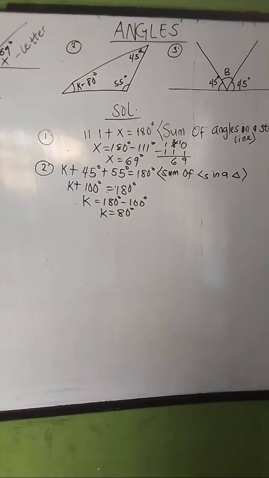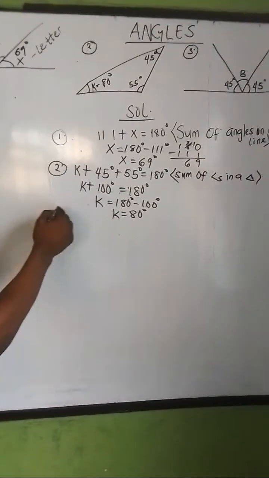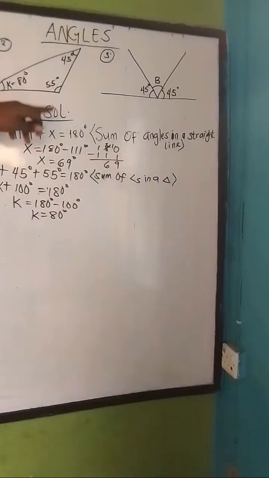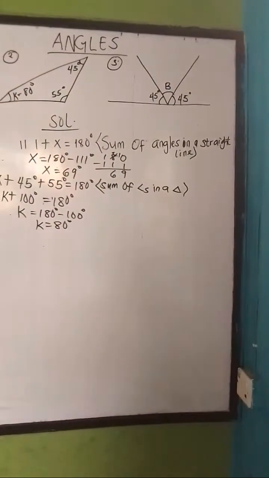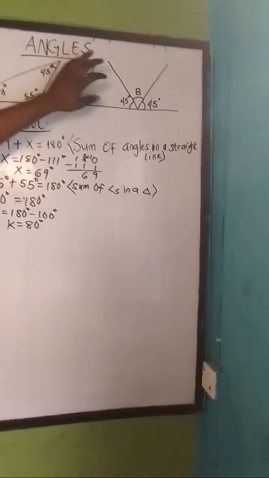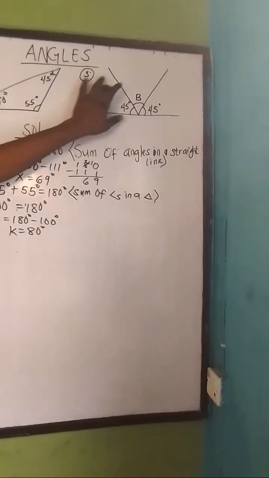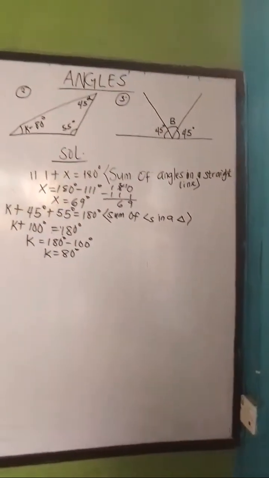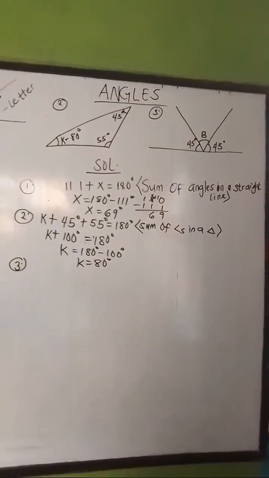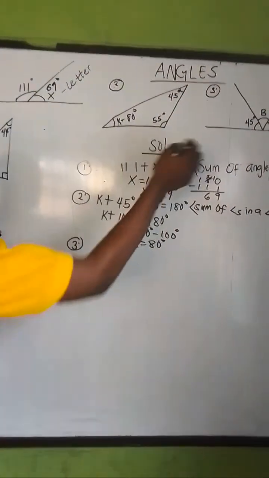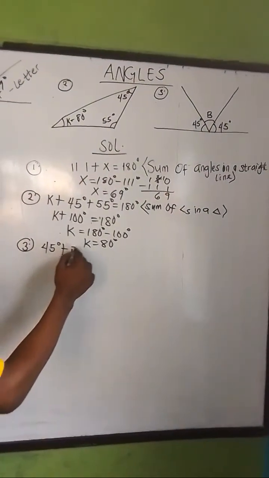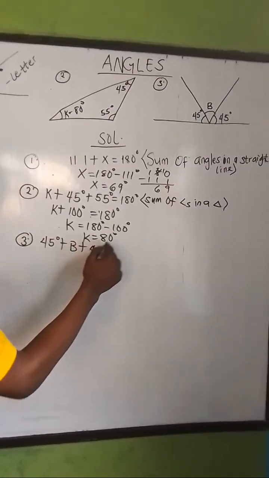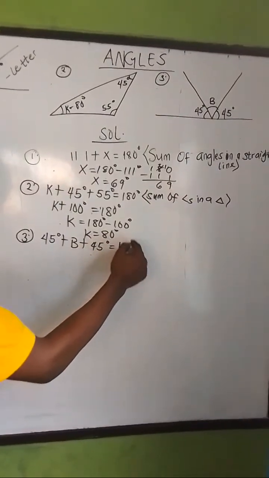So the next one we have to go to is the third question. We have another angle on a straight line. We have 45, b, 45, and the reason also states that all the angles on a straight line are equal to 180 degrees. If you don't get 180 degrees, then you are wrong. So we have first 45 degrees plus b plus 45 degrees equals 180 degrees.